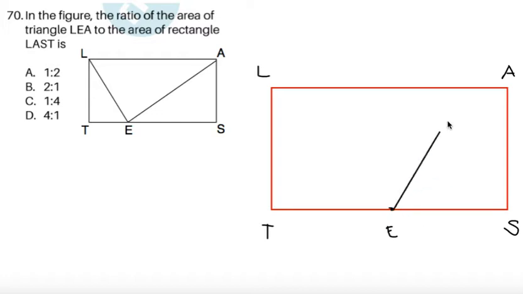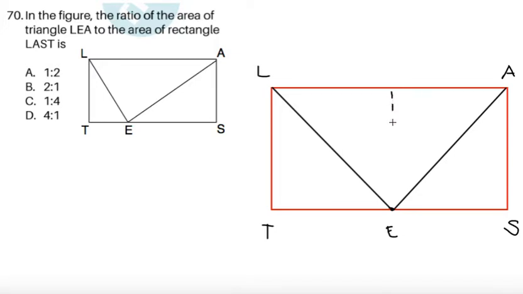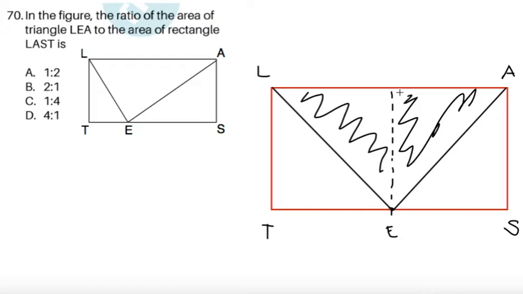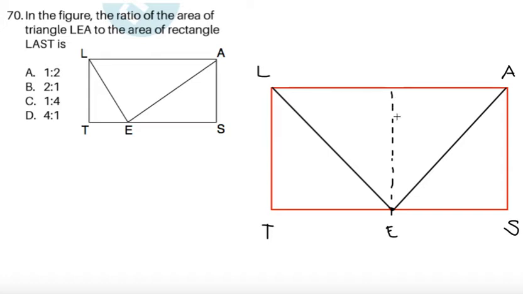Now if E is in the middle, then I can easily do my analysis because I can easily separate parts of this figure. So note that for my figure, LEA, this part is exactly half of this rectangle here, and this part is exactly half of this rectangle here. So the answer seems to be 1/2, and it is 1/2. So I'll write 1:2 as an answer.